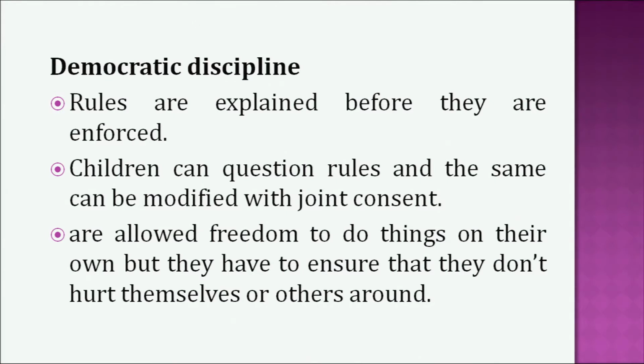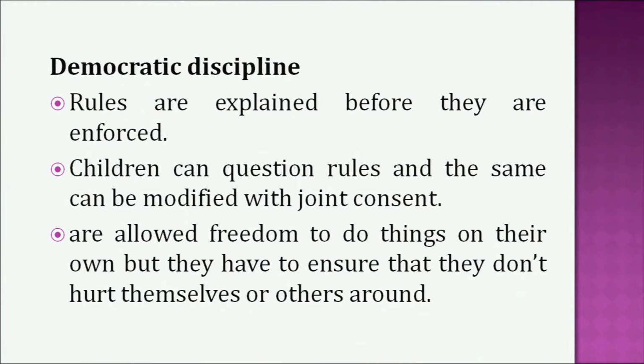Children always have the freedom to question the rules, and the same rules can be modified with joint consent. That is, if the child says, why is this done like this, I do not like this, and the caregiver feels it appropriate, then certain rules can be modified. The children in the democratic discipline are allowed freedom to do things on their own, but they have to ensure that they do not hurt themselves or others around them.